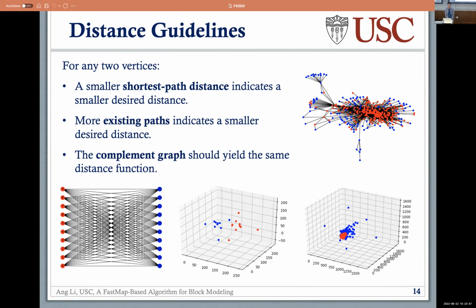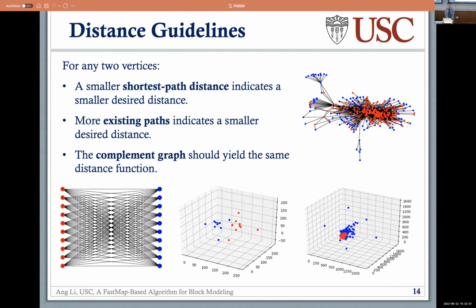And with these guidelines, we designed a desired distance function. With that distance function, our FastMap method can actually work very well in more general cases. For example, for this bipartite graph with the desired distance function, we can get an embedding like this. The two partitions are separated well in the Euclidean space. And for this core-periphery graph, the Euclidean embedding also looks good. The core part and the periphery part also separate well in the Euclidean space.